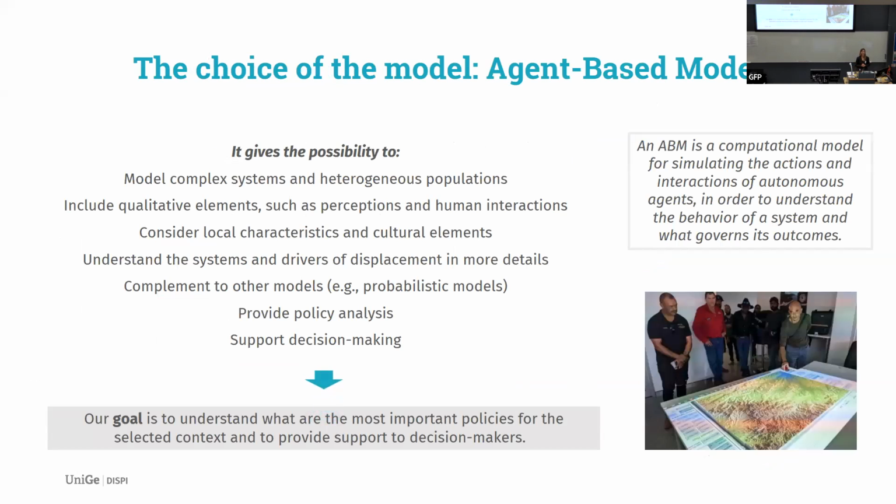So after this presentation, I want to dig into the choice of the model. So we decided to implement a decision-making model, which is called agent-based model. It's a computational model for simulating interactions and actions between agents in an environment. And we decided to use this kind of methodology because it gives us the possibility to model complex systems and heterogeneous populations, and including those elements that we can capture with a probabilistic model. So, for example, perceptions, human interactions, people behaviors, and so on.